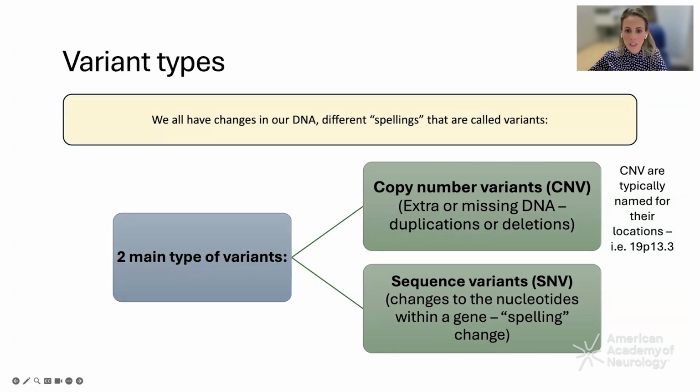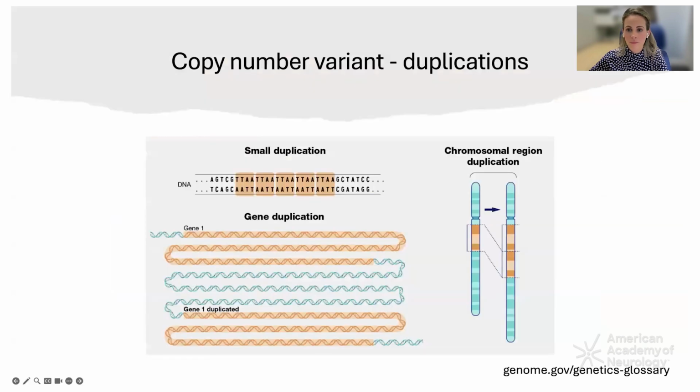Sequence variants, or SNVs, are changes to the letters of the gene, or the spelling change. A person has the typical number of books in their library, but there's a change in the spelling in a sentence of one of the books. A copy number variant is a large amount of extra or missing genetic material.